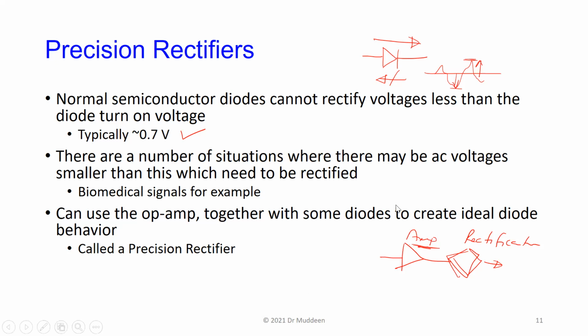Okay, that particular thing, of course, we call a precision rectifier, and it behaves as close to an ideal diode as you can get. So the ideal diode means that you don't need any turn-on voltage. As soon as the voltage crosses zero, either positively or negatively, depending on how you wire it up, the thing starts to conduct.